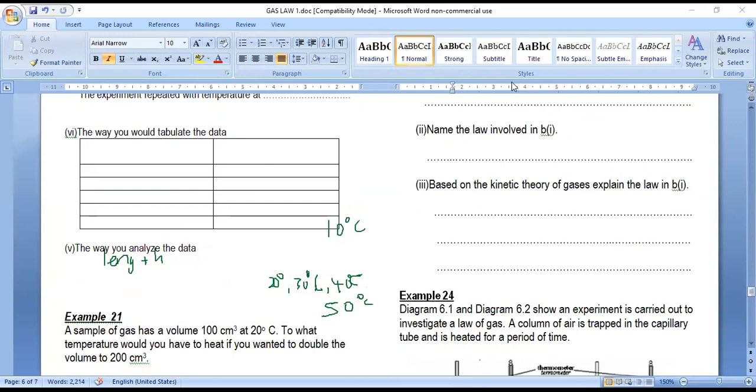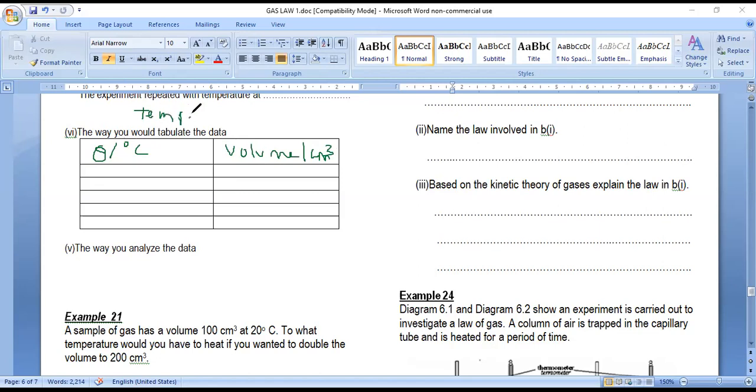So the way you tabulate your data, the first column will be your temperature, and then this one must be volume. Now, if you want to use a short form, you have to define it first. That means in your variables, you must say temperature, comma, theta, and then degree Celsius. That means you already defined what theta is. If you don't define it, you cannot use the short form. You can only use the short form if you have defined it.